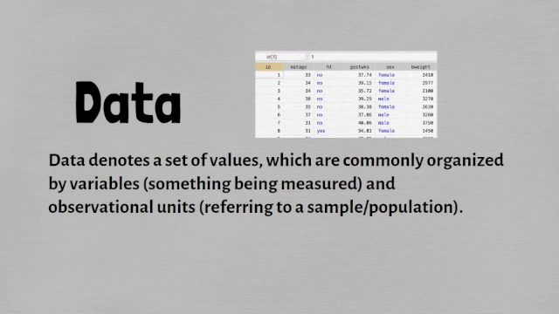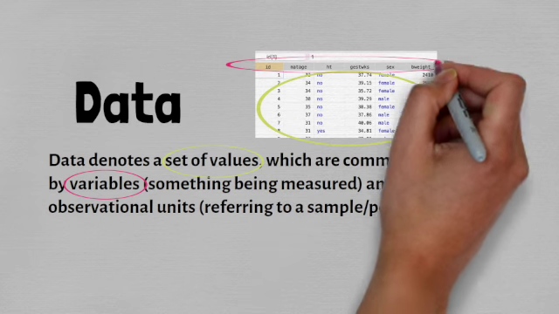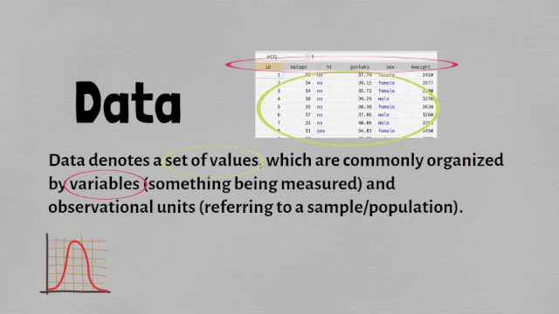Data. Data simply refers to a set of values which are organized by variables. Like, in this case, we see variables like ID, maternal age, hypertension, gestational weeks, gender, and birth weight. The ID refers to a group of people or sample from a population.